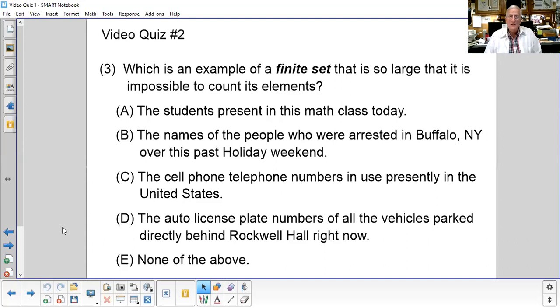I'll give you a hint. The answer is not none of the above. Okay, jot down your choice to question 3. Let's go to question 4.